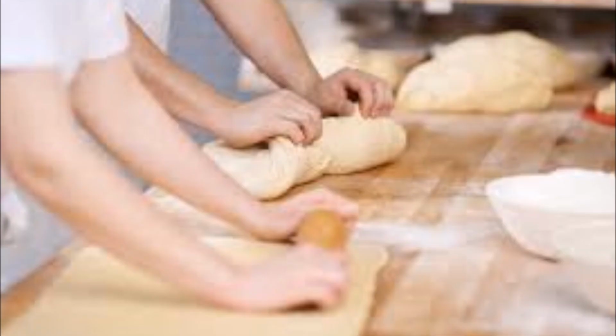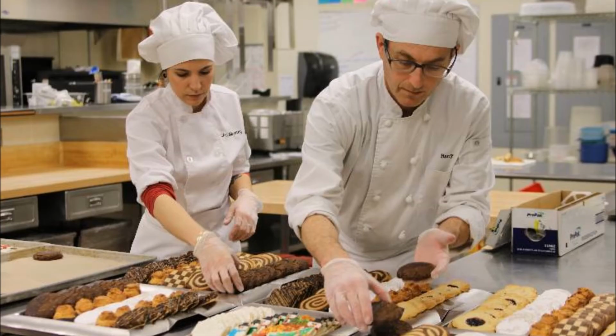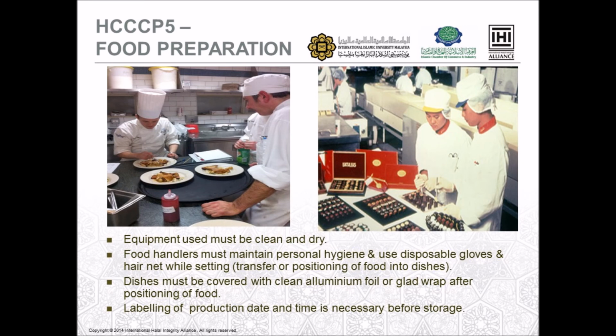But if you are preparing bread in the bakery section, the dough, the bread, the flour, before cooking, of course, the pancake, you can hold the flour and the dough with your bare hand, nothing wrong. No need to wear gloves. But when you bake it, you put it in the oven, you cook it, then you cannot hold it with direct hand contact anymore. If you want to hold it, also for packing, you need to have a medium or you need to wear a glove. Glad wrap after positioning of food, yes. Labeling of production date and time is necessary. Distribution, proper display. Food handlers must maintain personal hygiene.